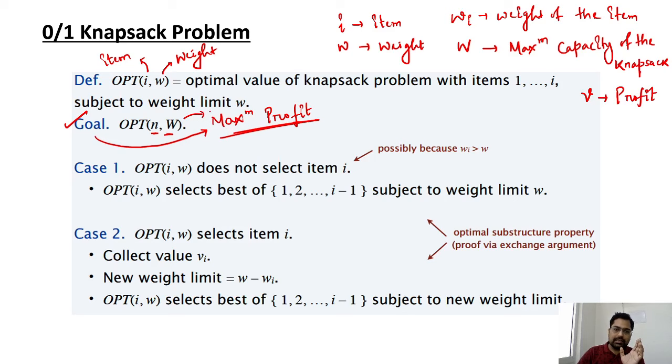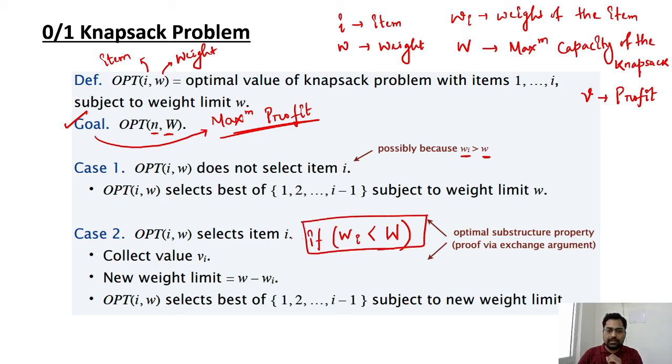This is represented by OPT(n, W). There are two cases: whether we pick the item or do not pick it. We will not pick the item if w_i, the weight of that item, is greater than the maximum capacity of the knapsack. We will select the item if the weight of that item is less than the maximum capacity of the knapsack. Otherwise, we will not select the item.